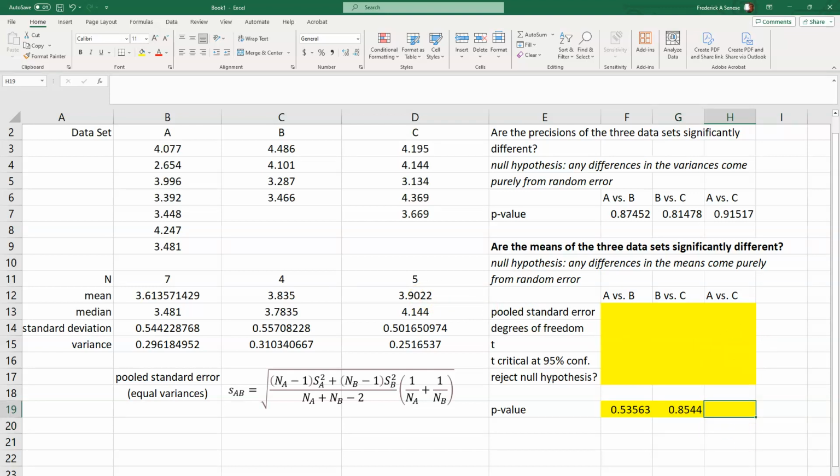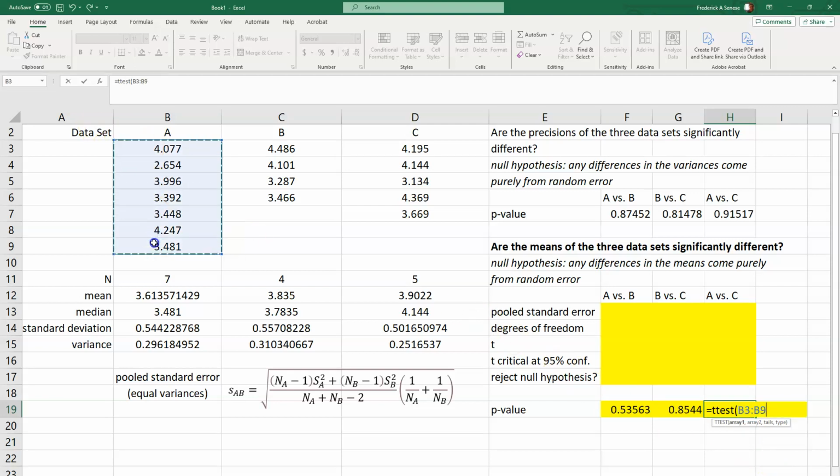Okay, let's compare set A and set C. I'm going to use the t-test function again. I'm going to select set A and then comma, and I'm going to select set C and then comma. I am going to use two tails, so I'll type a 2 there. And once again, we found that the variances for sets A and C were essentially equal. So I can just put a 2 there.